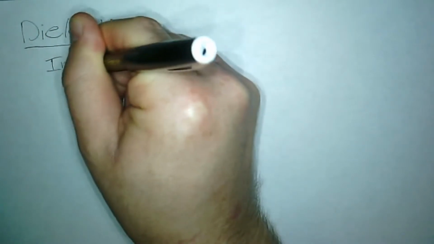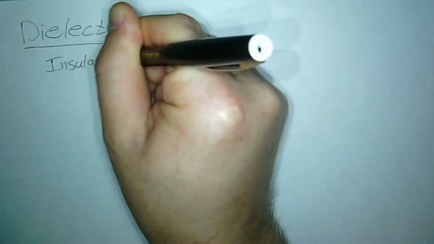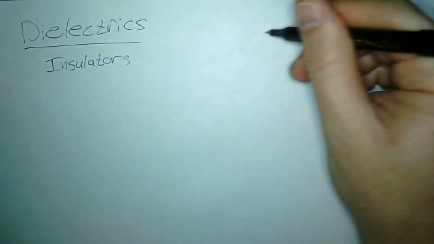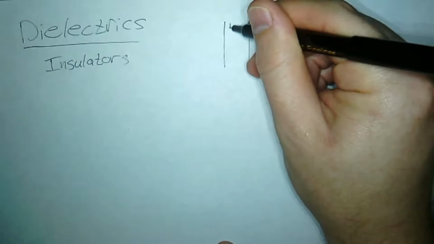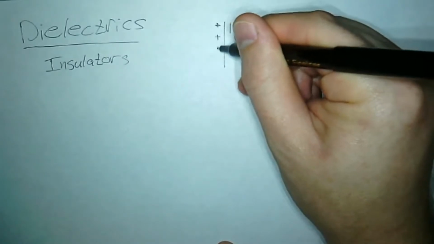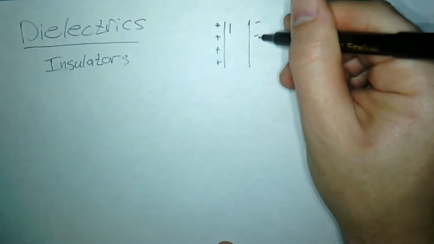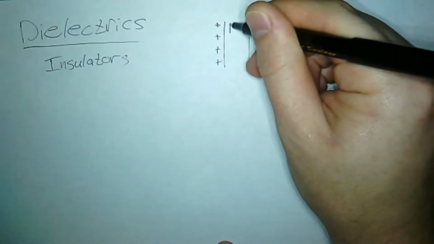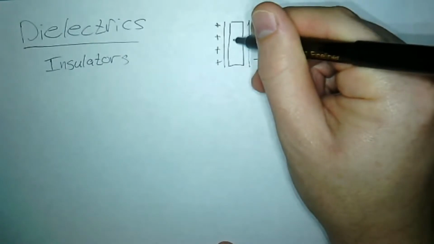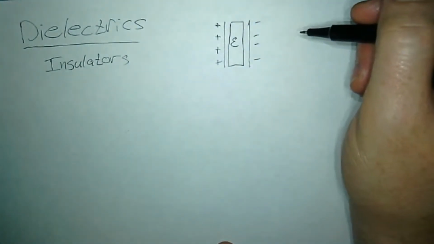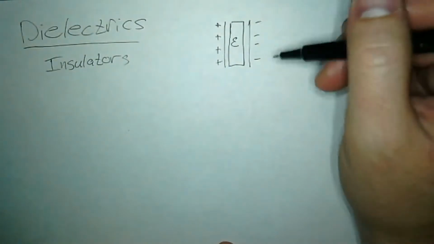So the first thing you should know about dielectrics is they're usually insulators. What you do with them is you take your parallel plate capacitor and insert a dielectric in here. So you've got your positive on this side. I always like to make the positive on the left for some reason. You're going to insert a dielectric between your two plates with some dielectric constant epsilon or permittivity epsilon.